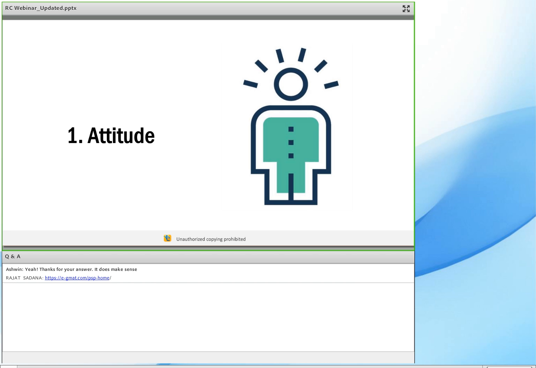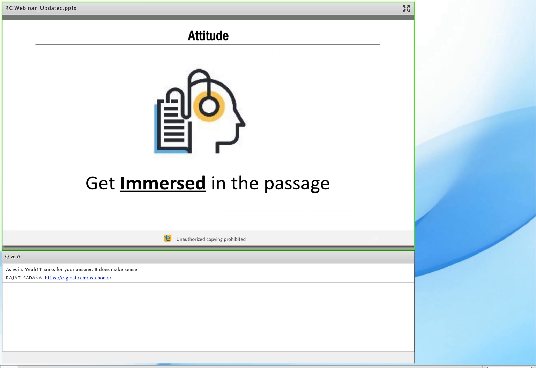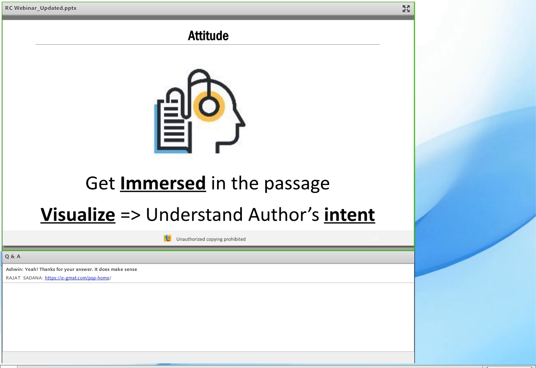The way you've got to really go about doing RC is to get immersed in the passage. That's something that's really important. When you get immersed in the passage, you tell yourself that whatever the author is saying, I'm really interested in that particular topic. So that disinterest part, throw that away. That's the first attitude that I want you to get. The second thing that I want you to do is to visualize the passage with the same intent that the author has written the passage with.